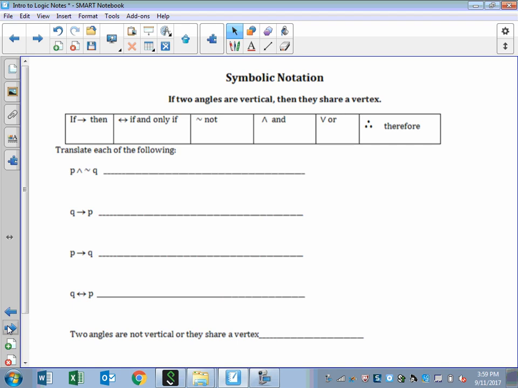Now we're going to do notation. We're going to go over how to notate each. For symbolic notation, we have the same conditional statement: if two angles are vertical, then they share a vertex. We're going to translate it into symbolic notation. The hypothesis is going to be P, and the conclusion is going to be Q.